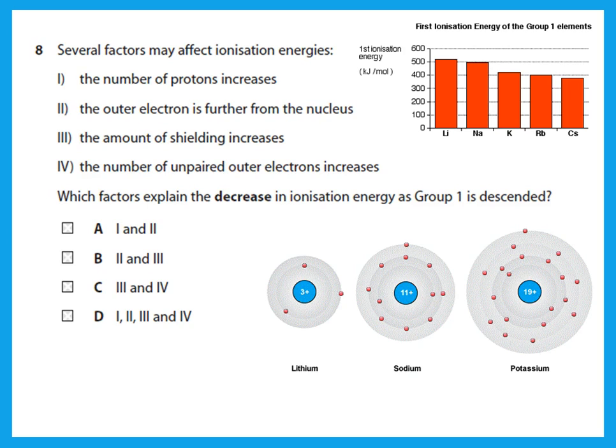The outer electron is further from the nucleus? Yes. Remember, what is ionization energy? It is the minimum amount of energy needed to remove the outermost electron. So as we go down the group, lithium, sodium, potassium, that outermost electron we're trying to remove is further away from the nucleus. So there is more shielding, so the amount of shielding increases. And that is why the amount of energy needed to remove that outermost electron is decreasing. It is not because the number of unpaired outer electrons increases. That has nothing to do with it. So my answer will be B.